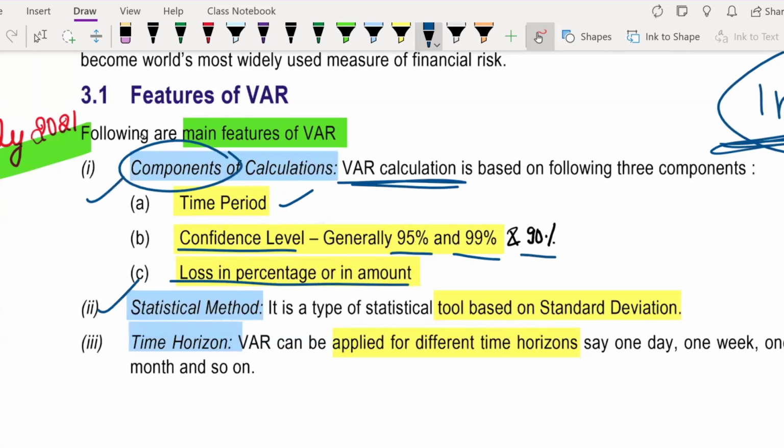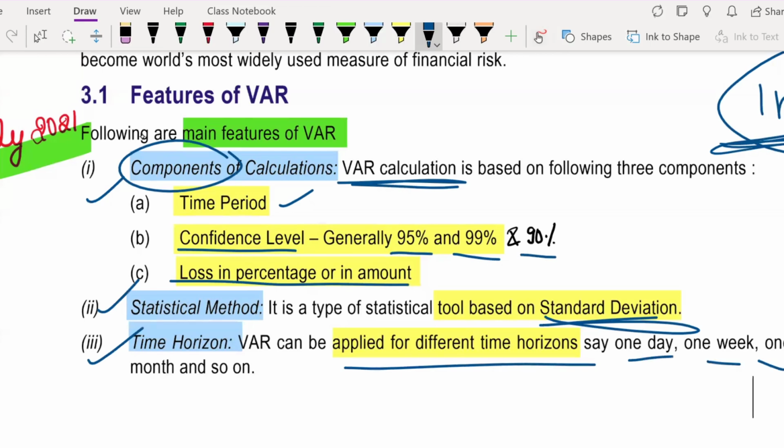The second feature of value at risk is that it is a statistical method. When we do the sums part, you will understand that even standard deviation is involved in the calculation of value at risk. So this is a statistical method. The third is it has a time horizon, so it can be applied for different time horizons, 1 day, 1 week, or 1 month, and so on.